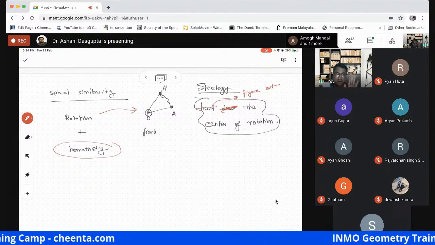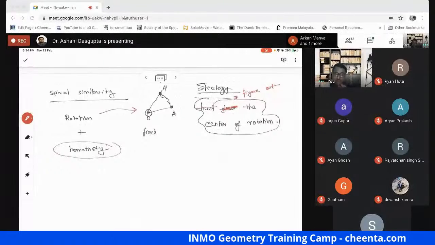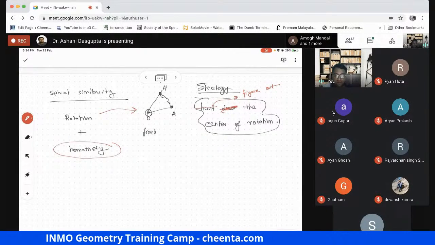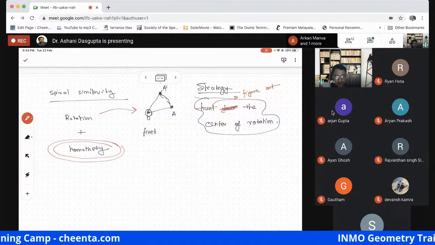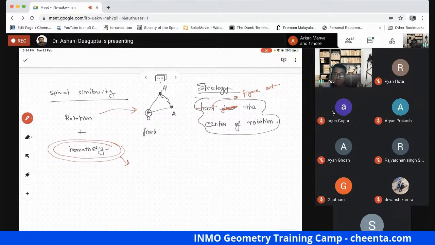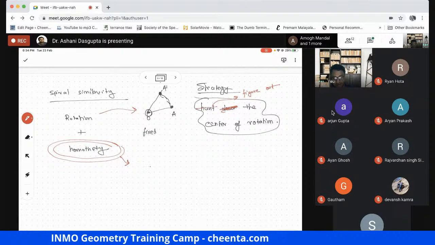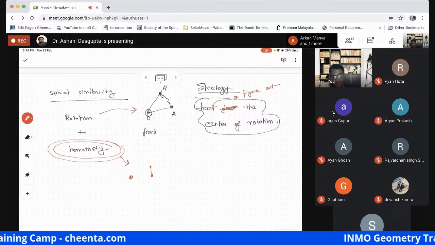Okay, I'll give you examples of what I mean by that. So this is one part of it. The other part of spiral similarity is homothety. A minute ago I spoke about what homothety is all about, but after that a couple of people joined, so I'll just quickly say, you can think of homothety as blowing up proportionally everything.